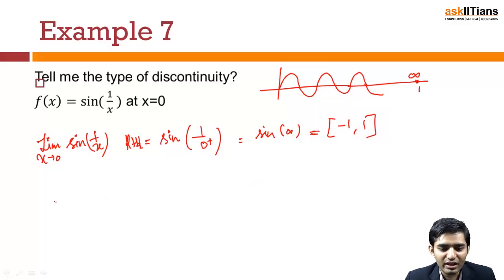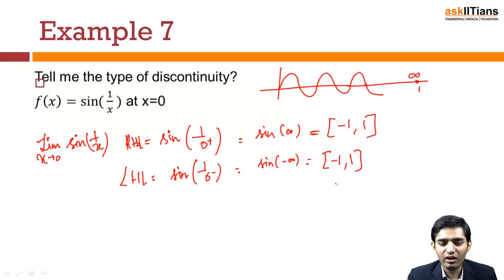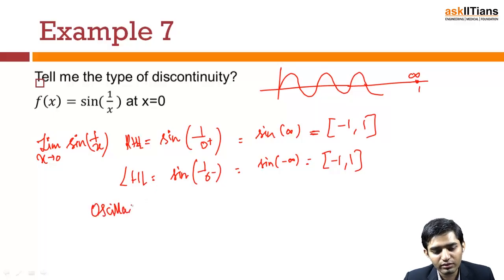Again, if you check, the LHL will be sine of 1 by 0 minus, which is again sine of minus infinity, and sine of minus infinity will also be oscillating, somewhere between minus 1 and 1. Such types of limits are called oscillatory limits, where the limit is oscillating. So this type of discontinuity will be oscillatory type discontinuity.